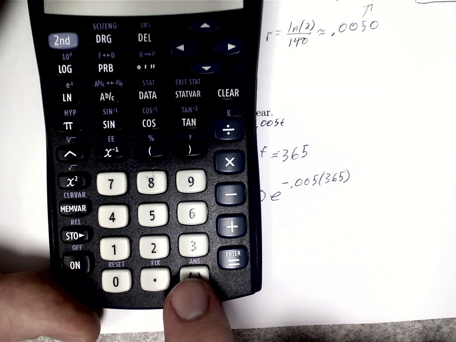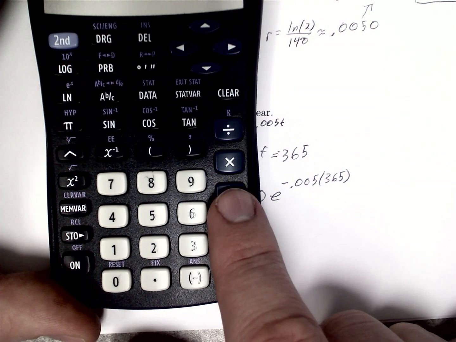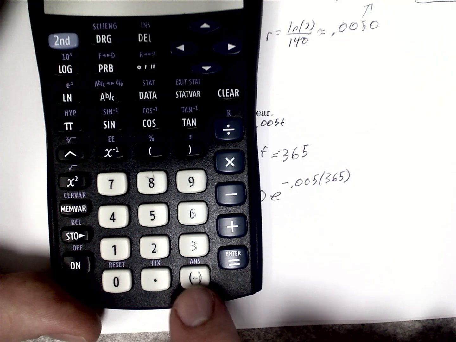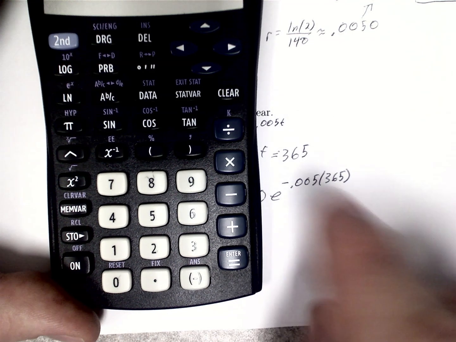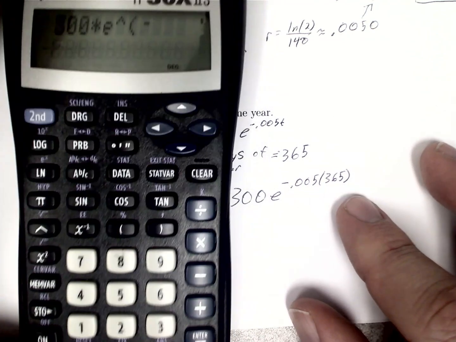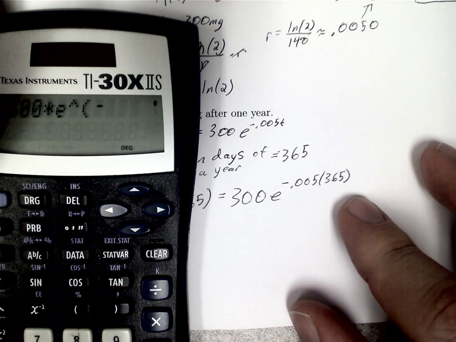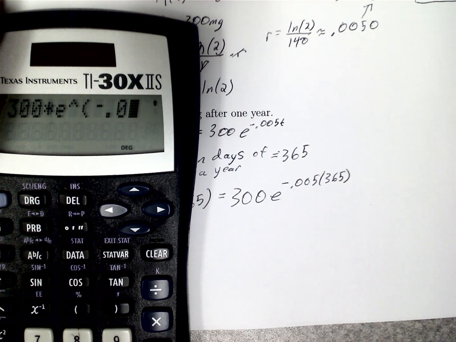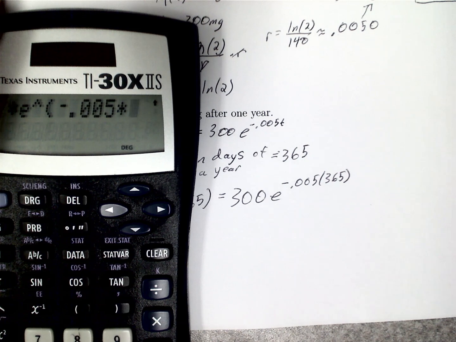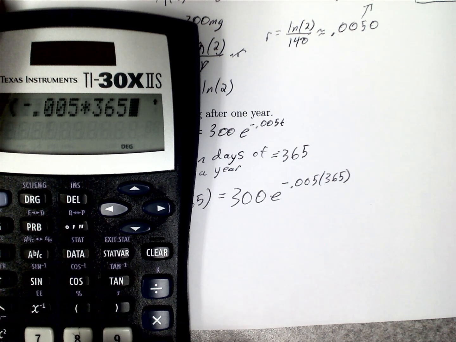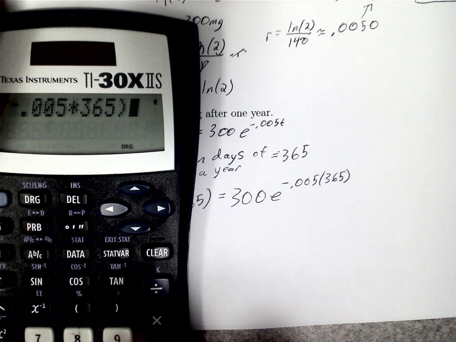The negative for these calculators is down here. This means minus. Okay, so this negative is what you use for saying negative. This is what you use for minus, so as an operation. Just for clarity here. A negative 0.005 times 365, and that was all in the parentheses.